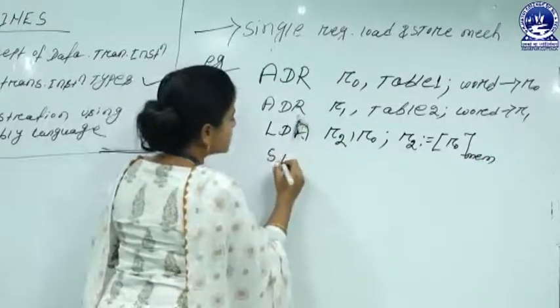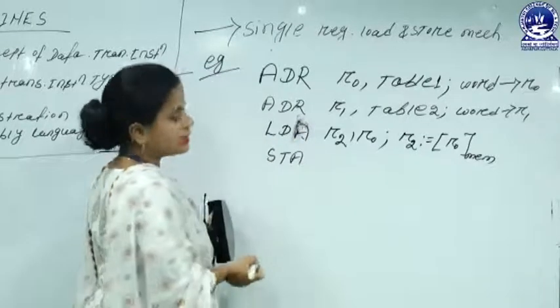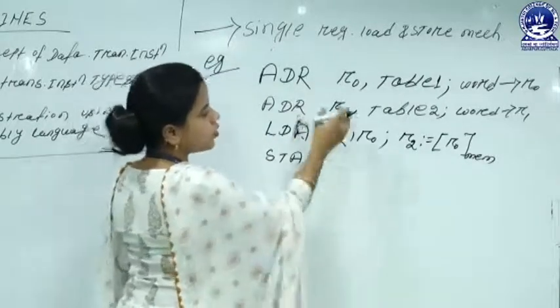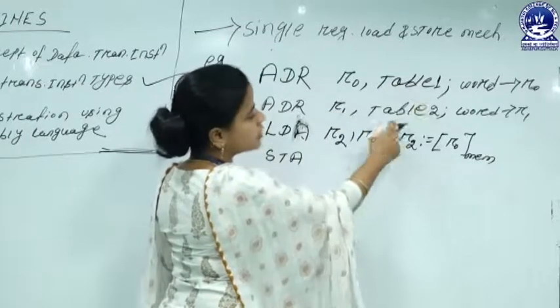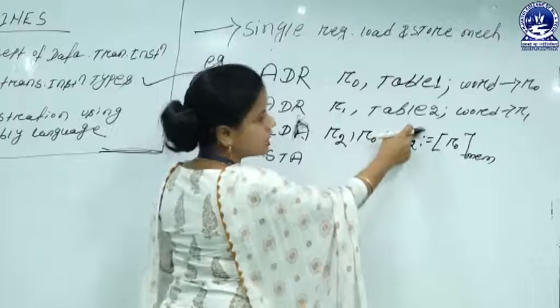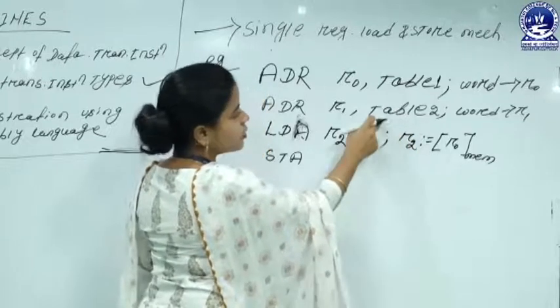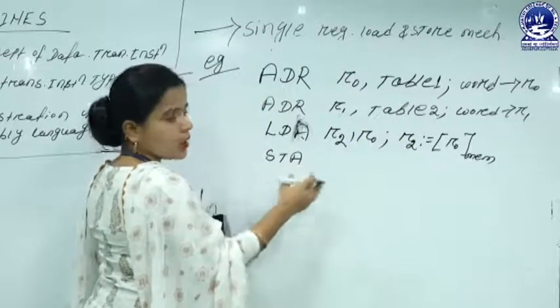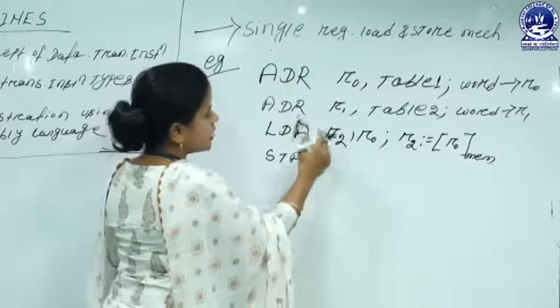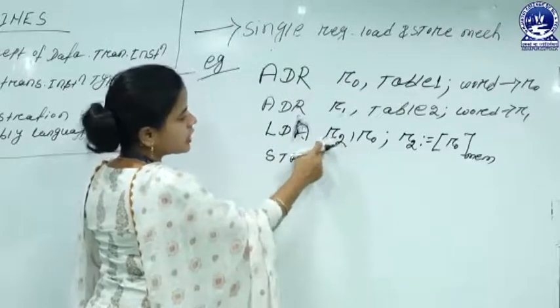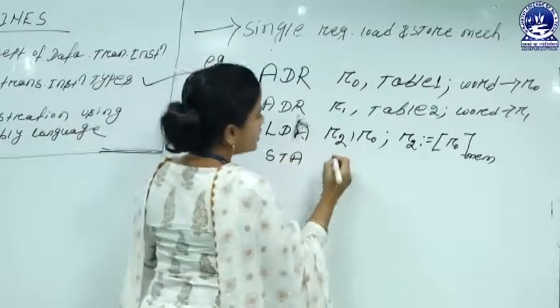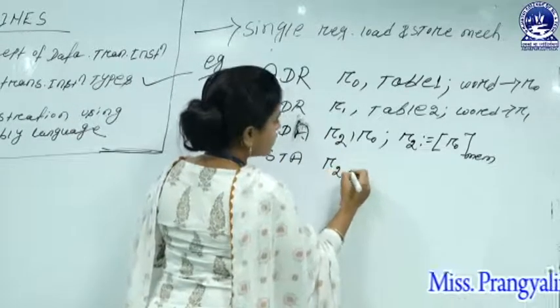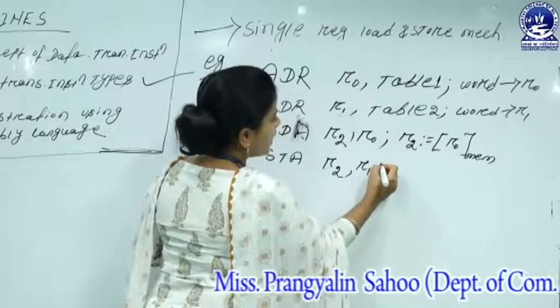Again, now we have used the store command, that's your STA. That means where we have to store the data elements. Here table 1 is the source location and table 2 is the destination location. That means in table 2 we store the executed data. So now the executed data is stored in the register R2, and now the R2 data is stored on location R1.